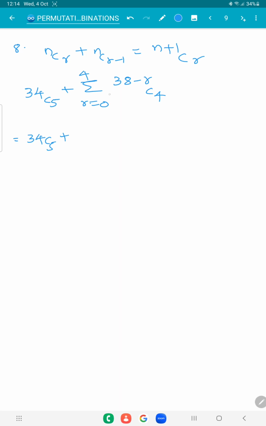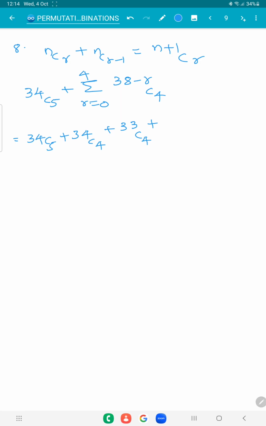I'm substituting r is equal to 4. Actually we have to substitute 0, 1, 2, 3, 4, but it is better to substitute from 4, as it is a sum only, we can substitute it. 4 is substituted, 34C4. 5 is substituted, 33C4.